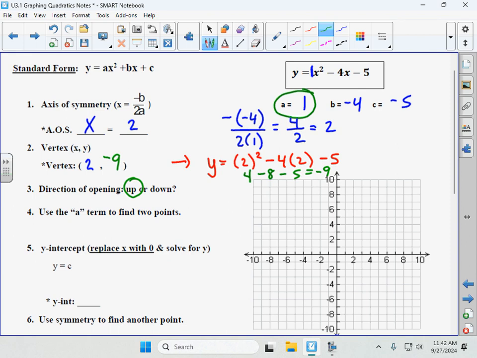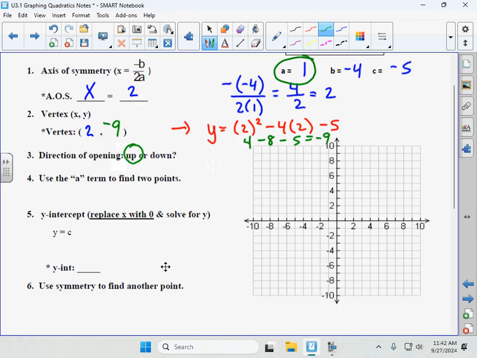So let's go ahead and start plotting what we have so far. Let's put in our axis of symmetry line, x equals 2, and typically we just do a dotted line. Our vertex is 2, negative 9, so let's plot that: positive 2, and then down to negative 9. Now the graph is going to open up, and we can use the a value, which is positive 1, to find 2 more points. Think of this as rise over run. So we can go up 1, left 1, and up 1, right 1 from our vertex.